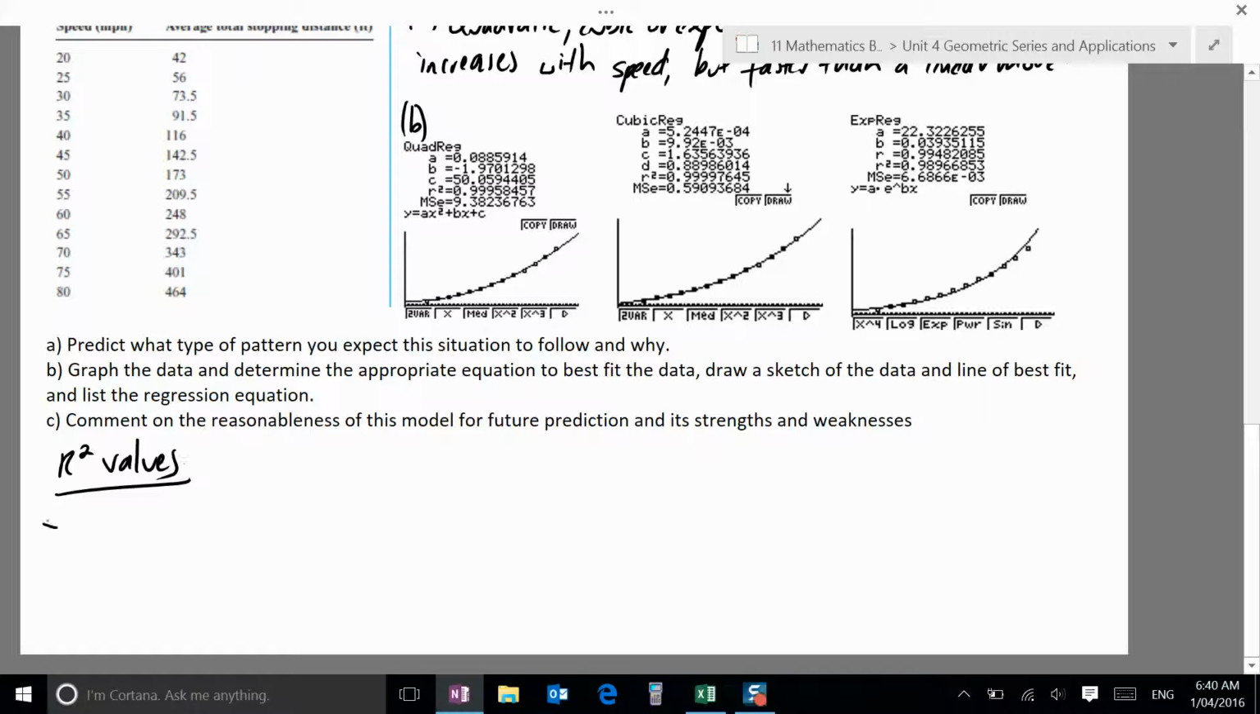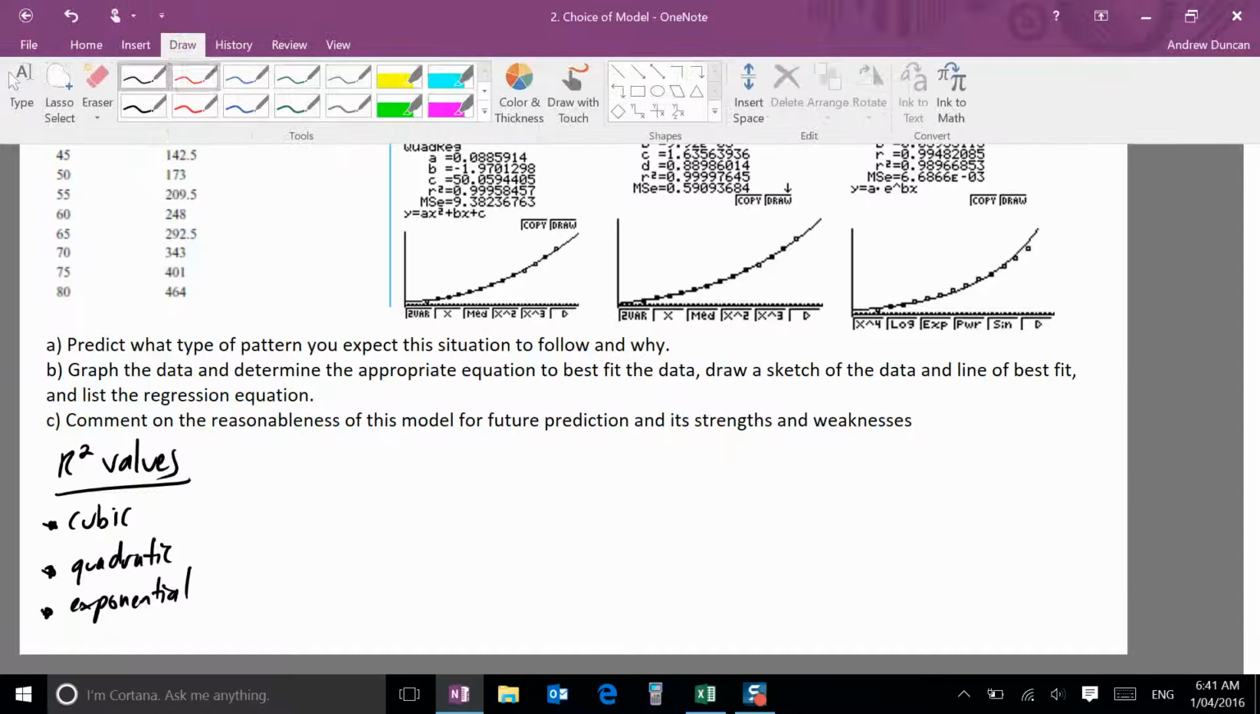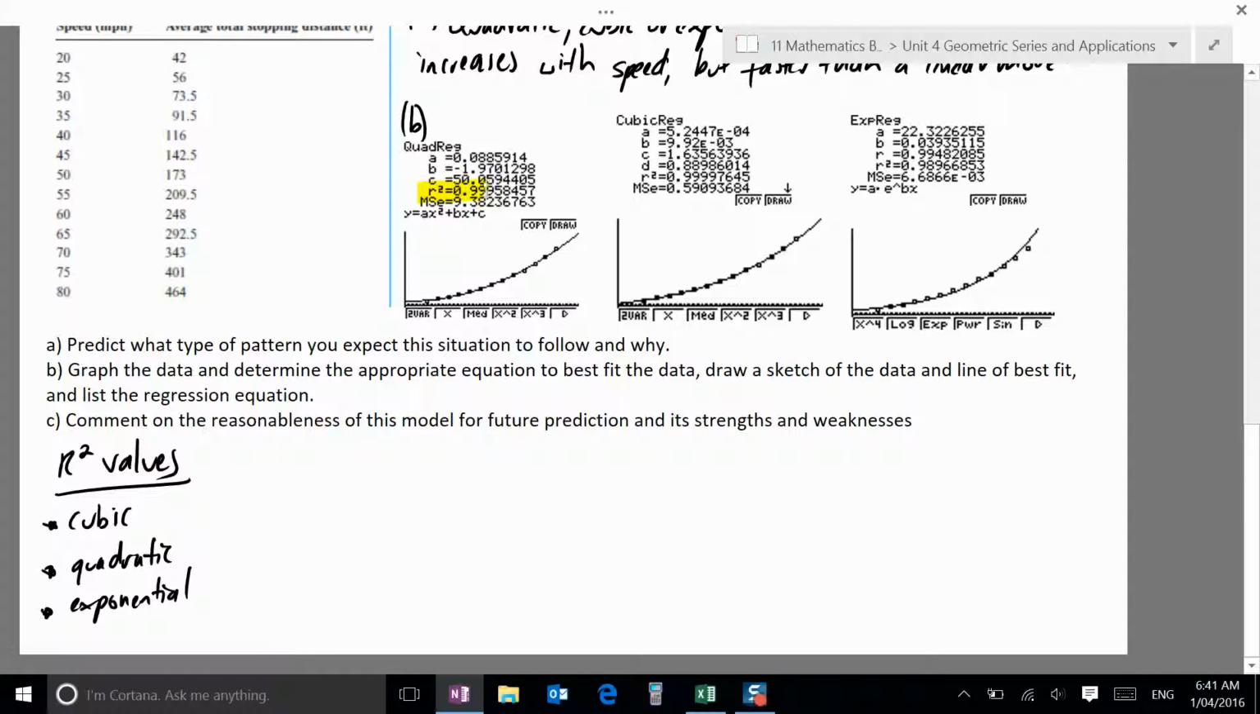Okay, and I could rank them. The best one is cubic, then quadratic, then exponential, just based on these R-squared values from the calculator output. So that's one thing that we'd consider, these R-squared values.